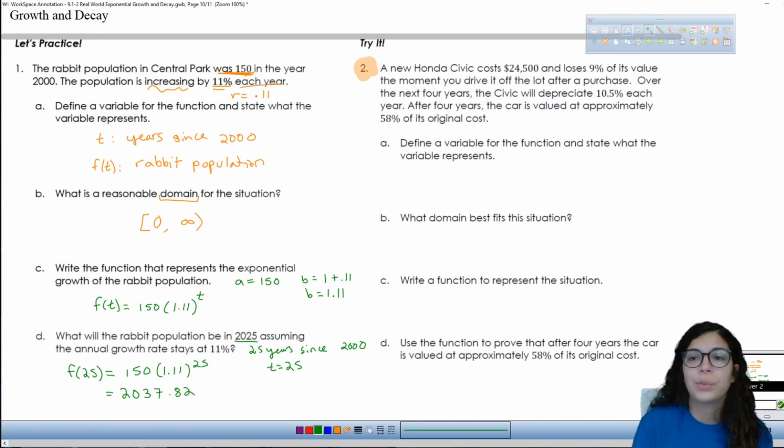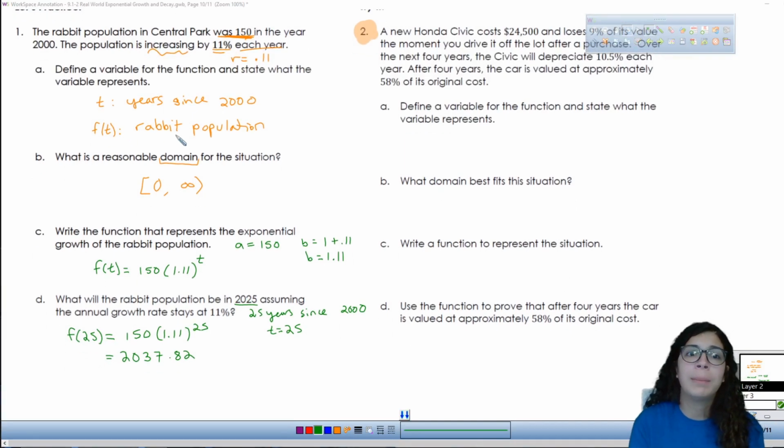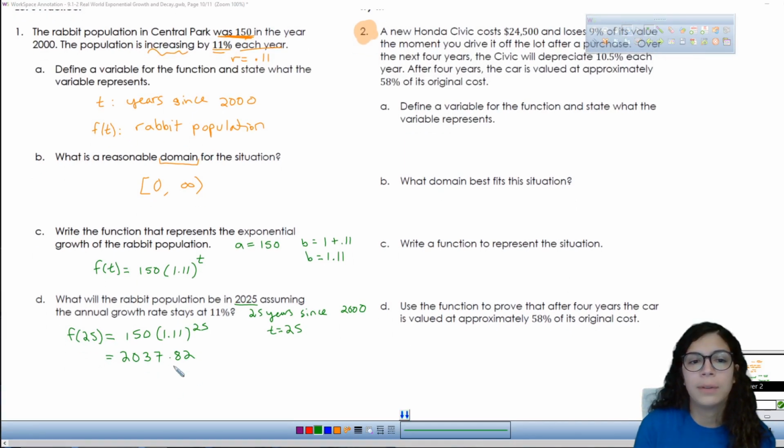Now, again, we have to determine what's the output. The output is rabbit population, so it doesn't make sense to have a decimal here. We will have only whole numbers. So we'll round that to about 2038 rabbits.